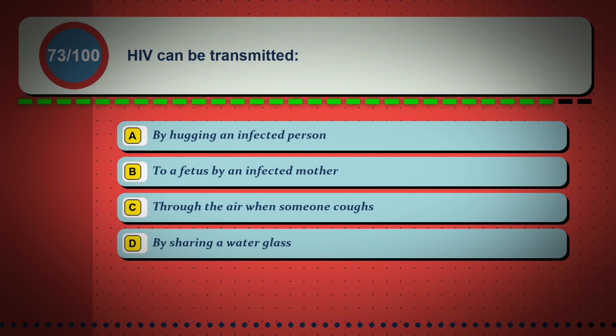Question 73. HIV can be transmitted: Option A, by hugging an infected person. Option B, to a fetus by an infected mother. Option C, through the air when someone coughs. Option D, by sharing a water glass.